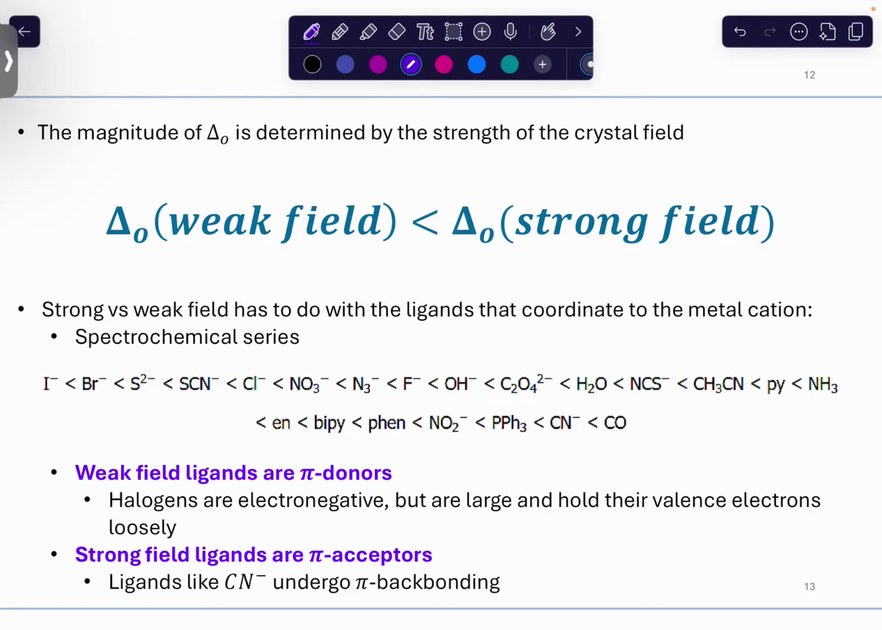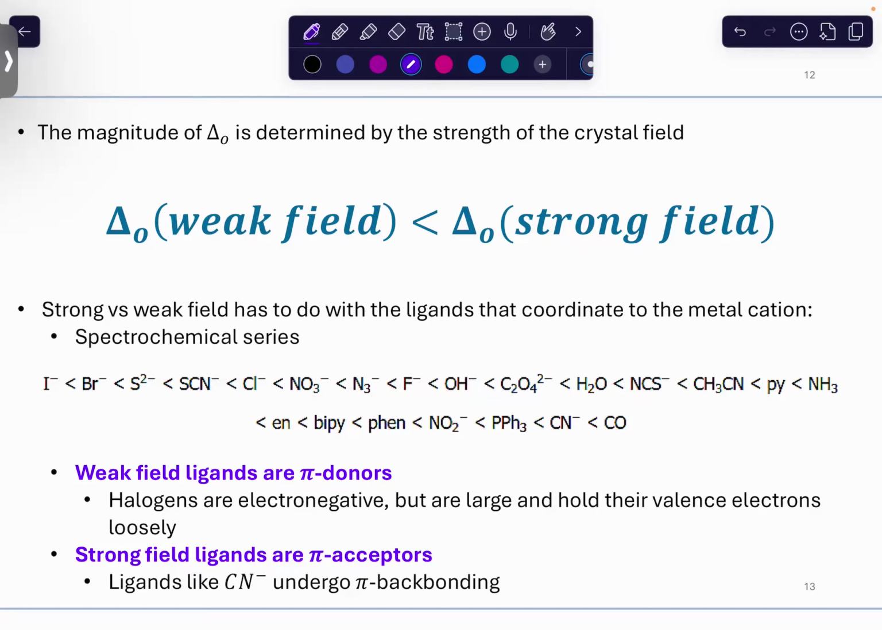But you can also look, your weak field ligands are specifically pi donors. So halogens, highly electronegative, but they're large and hold their valence electrons rather loosely. So if you think of your coordinate bonds, your halogens are going to be the electron donors.